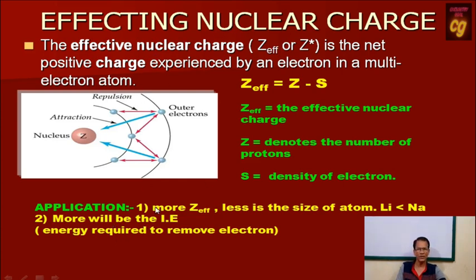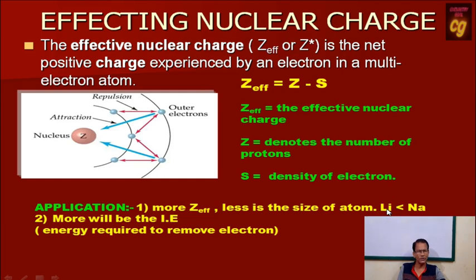What are the applications of effective nuclear charge? The first application: the more the Z effective, the smaller the size of the atom. This is very important. If Z effective is more, then the size of the atom will be less. For example, lithium to sodium. Lithium is small in size and sodium is large in size.